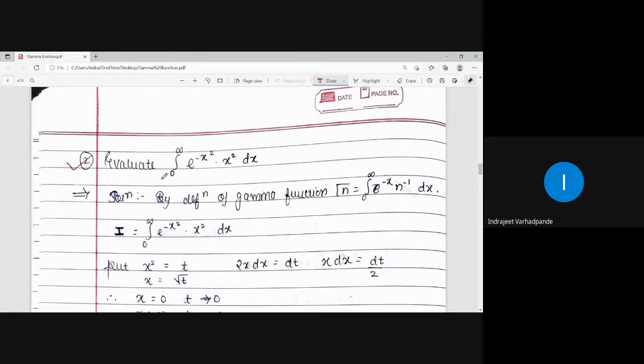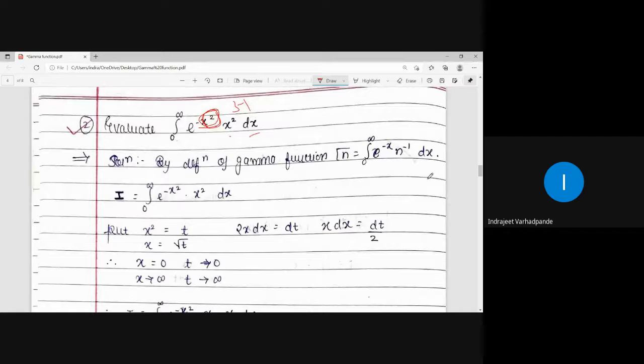Next example, evaluate integral 0 to infinity e to the power minus x square into x square dx. Now as per the definition, 2 can be written as 3 minus 1, but here it should be a simple variable, not the square term. So what will be the first task? Put this x square equal to a different variable. The minus sign has to be retained because that is the requirement of the definition of gamma function.